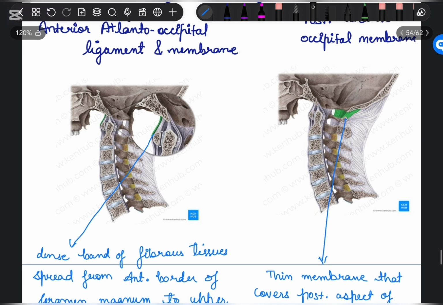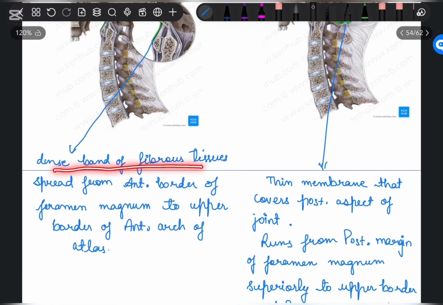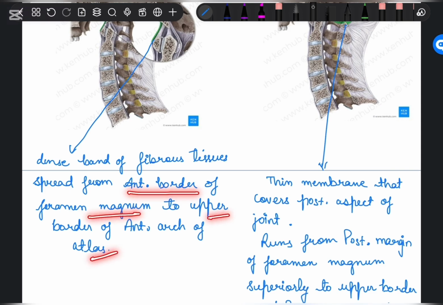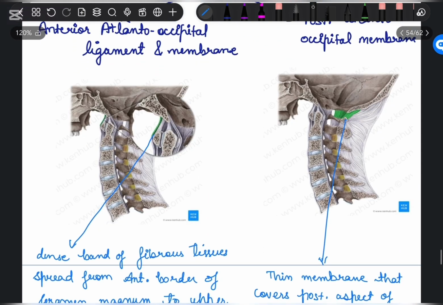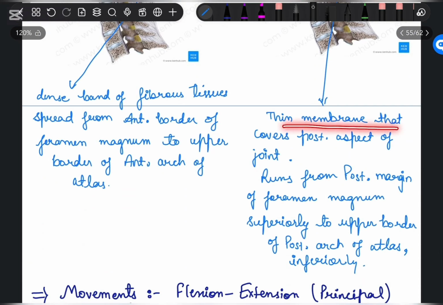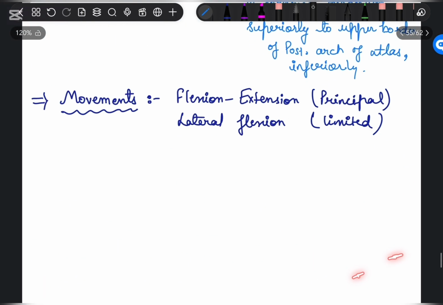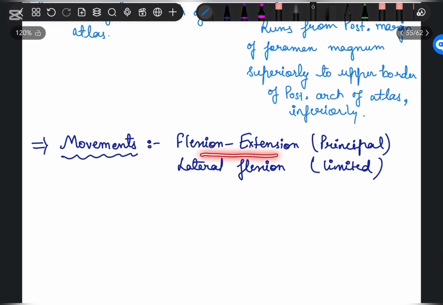Here, in this diagram, you can see the anterior atlanto-occipital ligament, a dense band of fibrous tissue spread from the anterior border of the foramen magnum to the upper border of the anterior arc of the atlas. And in this diagram, you can see the posterior atlanto-occipital membrane, a thin membrane that covers the posterior aspect of the joint. It runs from the posterior margin of the foramen magnum superiorly to the upper border of the posterior arc of the atlas inferiorly. Its primary movements are flexion and extension, and limited movement is lateral flexion.